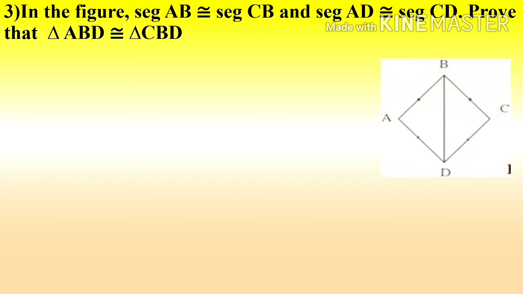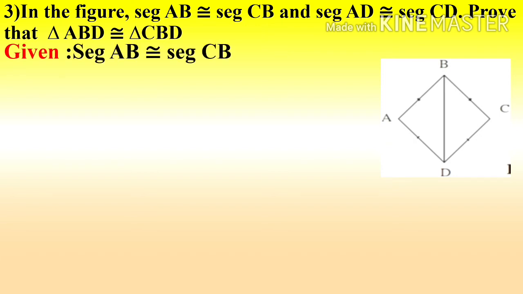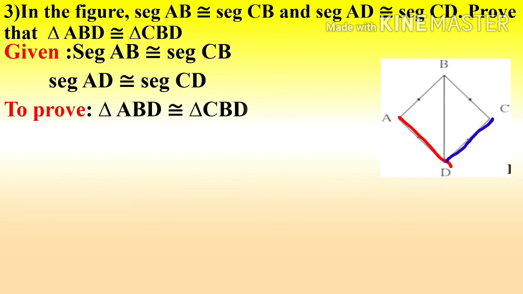So here the figure is given. Now the first given information is segment AB is congruent to segment CB, and segment AD is congruent to segment CD. Here we have to prove triangle ABD is congruent to triangle CBD.